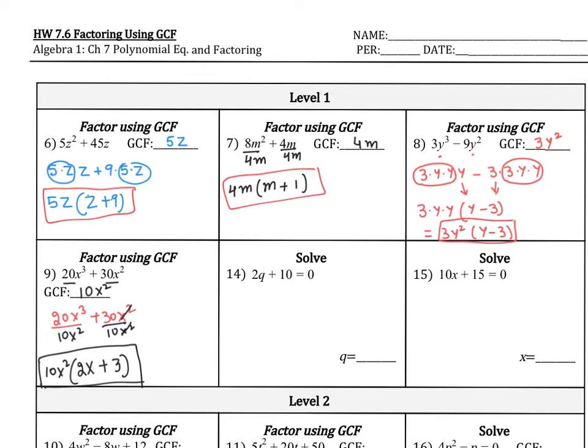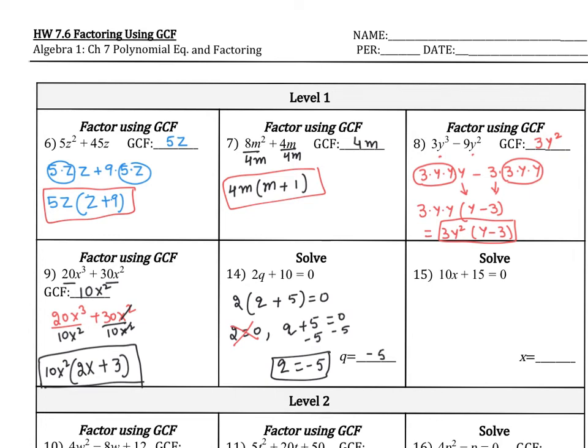Now for number 14, since it is equal to 0, it means they're asking us to find the q. First of all, the GCF is 2. Inside you're left with q plus 5. You put them equal to 0 one by one, constant equal to 0, and q plus 5 equal to 0. Minus 5 on both sides, you get q equals negative 5. This is not possible, so you're going to cross this out because 2 cannot be equal to 0. So the answer for this one is q equals negative 5.